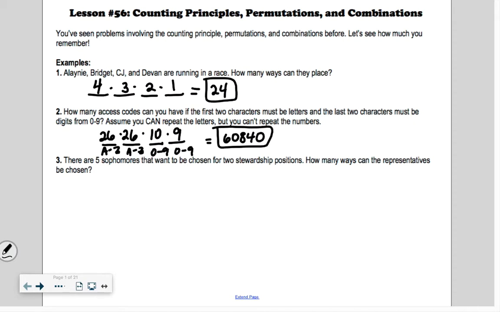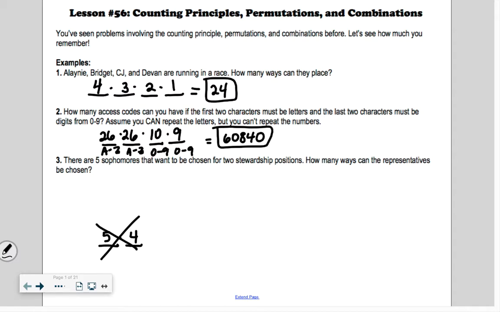So it says there are 5 sophomores that want to be chosen for 2 stewardship positions. I'm not going to do this one like 5 times 4. I can't do that. Explain to me why I can't. Yeah, Greta. Because there's not a specific spot. You're not placing, it's all the same. It's not like first place. It's not like, ooh, they won first place and this person got second place, right?